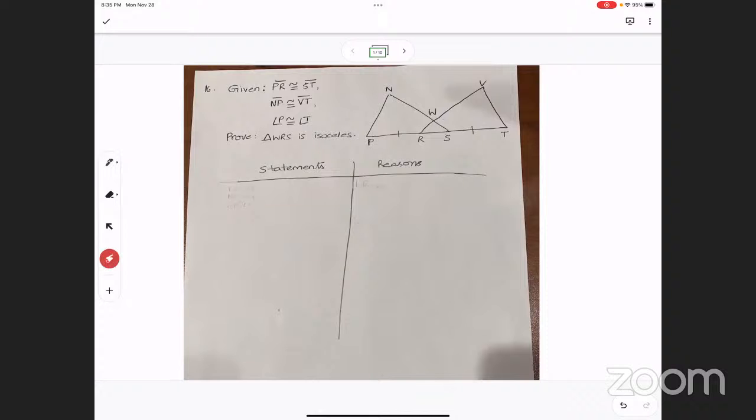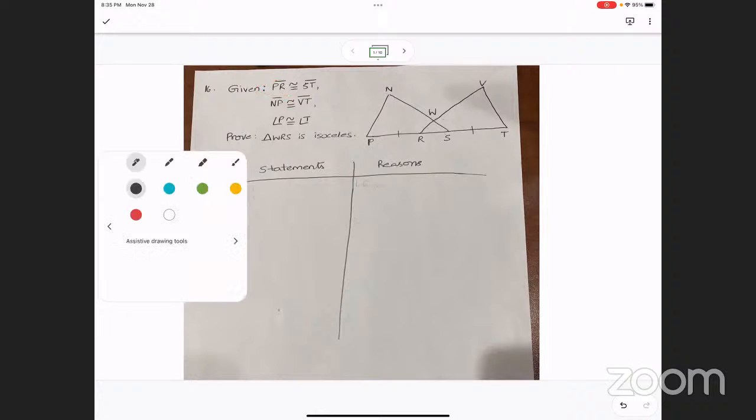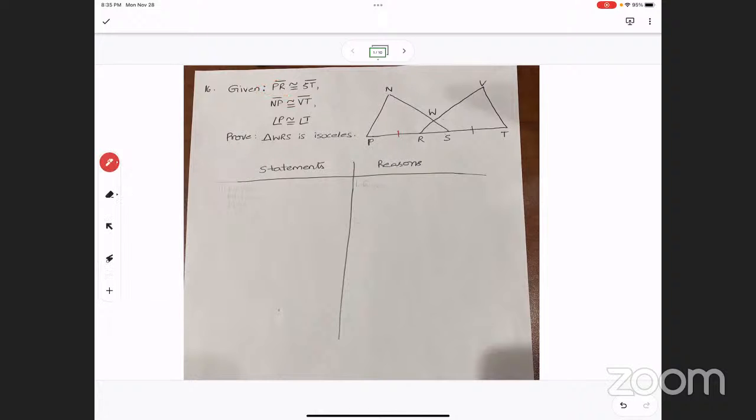All right. So this says, given that PR, so I like to write these things in, PR is congruent to ST, and that NP right here is congruent to VT. So we'll put 2 tick marks there. And P is congruent to T. Angle P is congruent to angle T. It's saying to prove that WRS is isosceles. So they want us to prove that WRS, which I'll put in white, is isosceles.